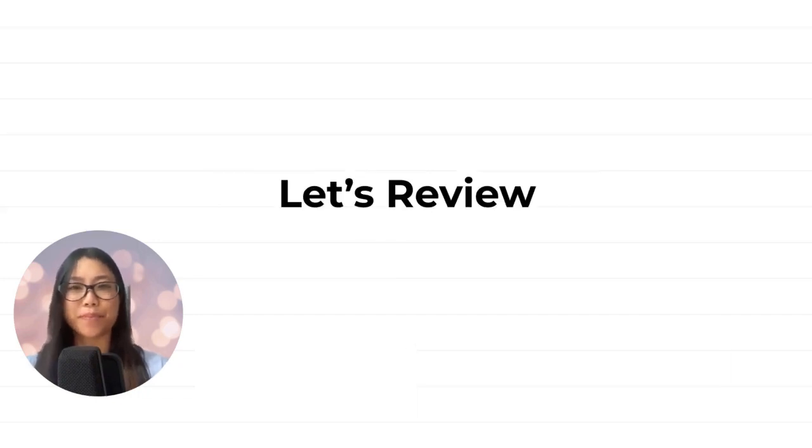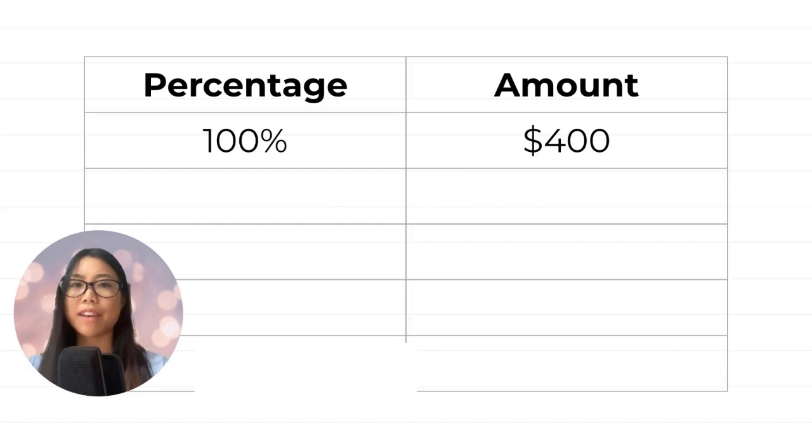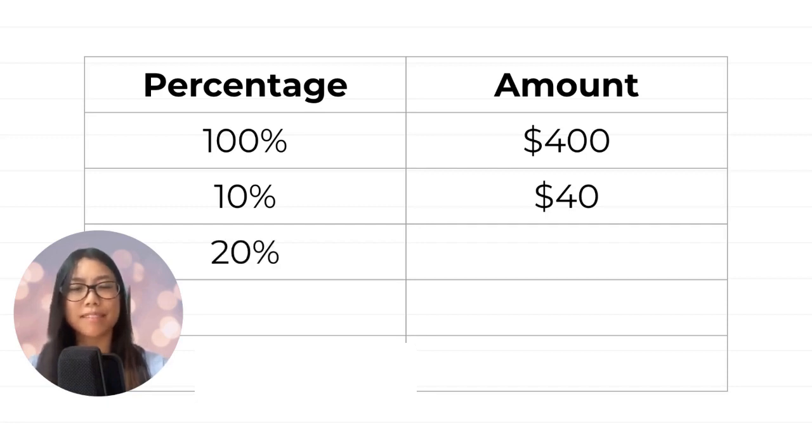Okay, let's review. Putting this all together, let's say we have $400 to start with. First, find 10%. That's 40. Now find 20%. Double the 40. It's 80. Now find 5%. So take 10% and halve that, 20.